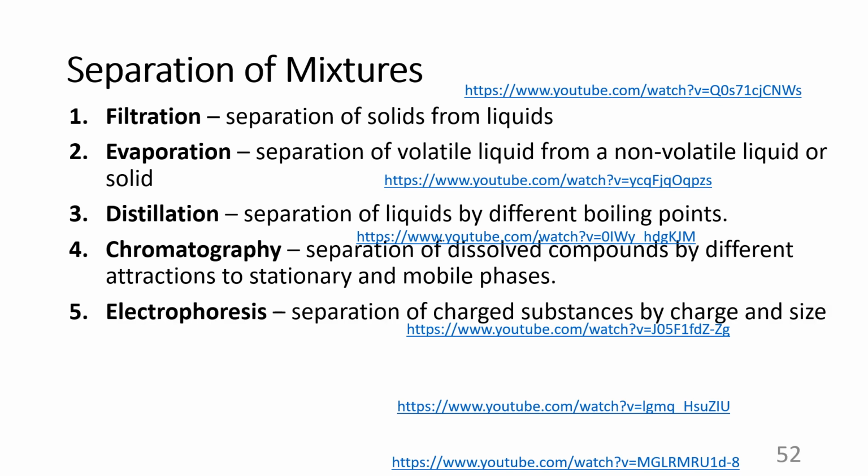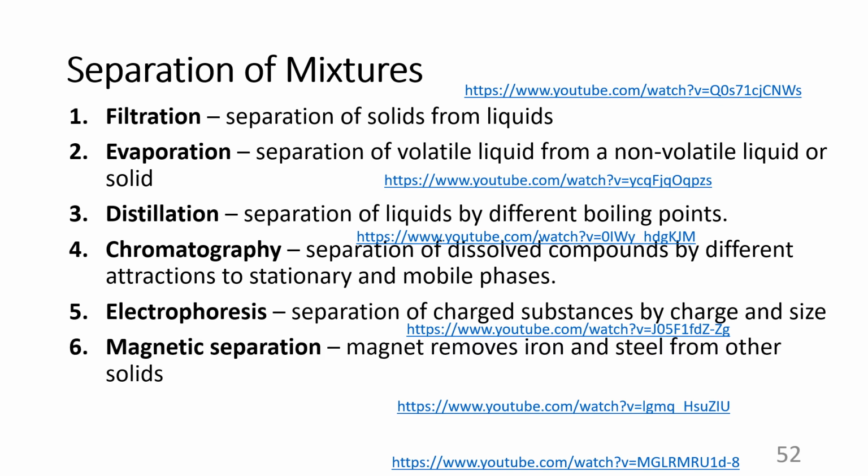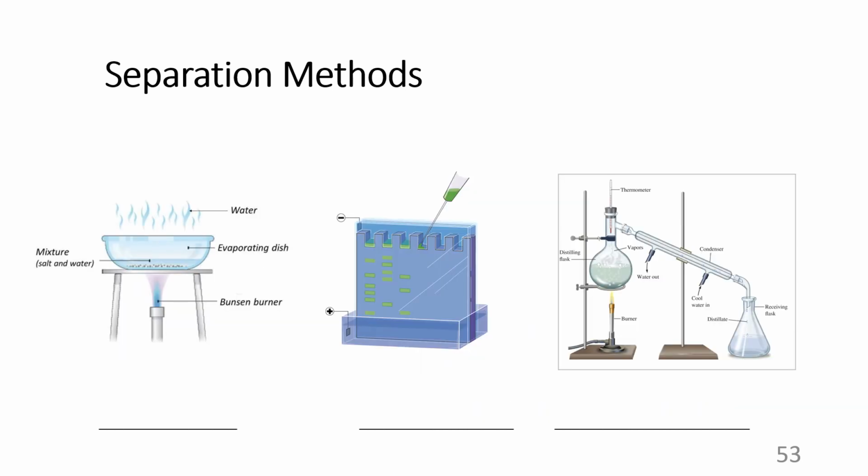Electrophoresis, similar to chromatography, but instead of separating with a stationary and mobile phase, you now are separating charged substances by putting them into an electric field and those different charged substances moving at different speeds through the system. Magnetic separation, as the name implies, you're just going to use a magnet to remove any iron and steel from other solids.